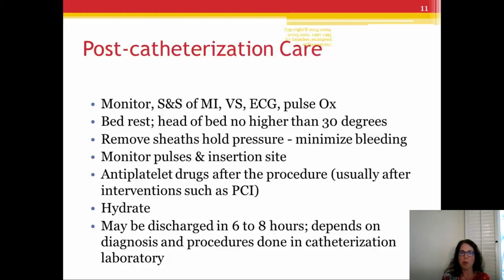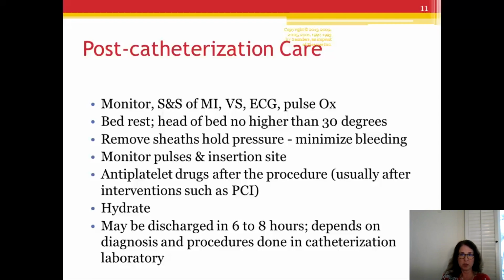But post-op, we monitor for signs and symptoms of an MI. They could have problems because we took them to the cath lab. What are their vital signs? Q15 vitals for a while, and then you slowly go Q30 for a while, then Q1, then they would eventually go home. Sometimes it's an in and out procedure that day.